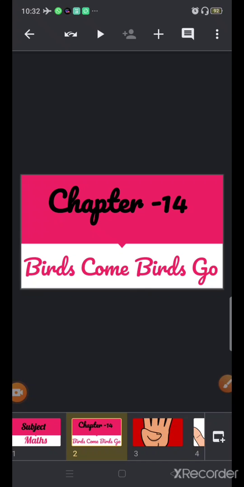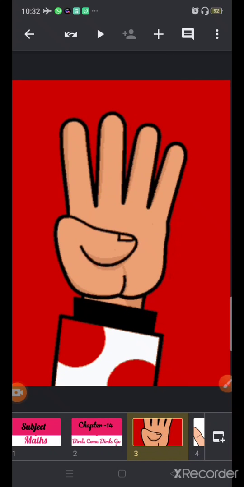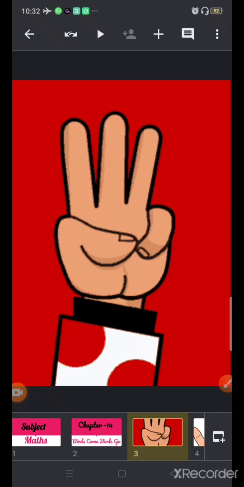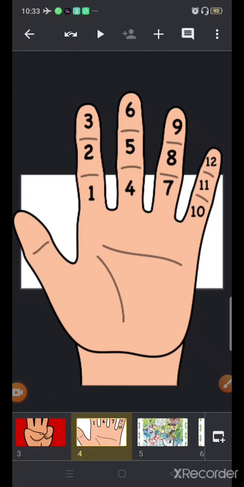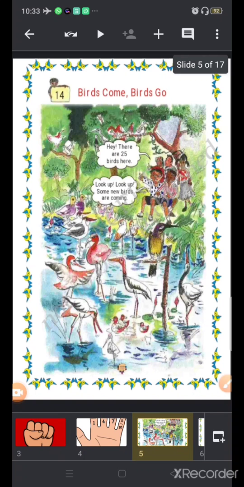As I told you previously, we can add and subtract with the help of our fingers, isn't it? And with the help of finger portions. So many methods of addition and subtraction I have told you previously. So in this chapter again we'll use these methods for addition and subtraction. Okay, let's start.